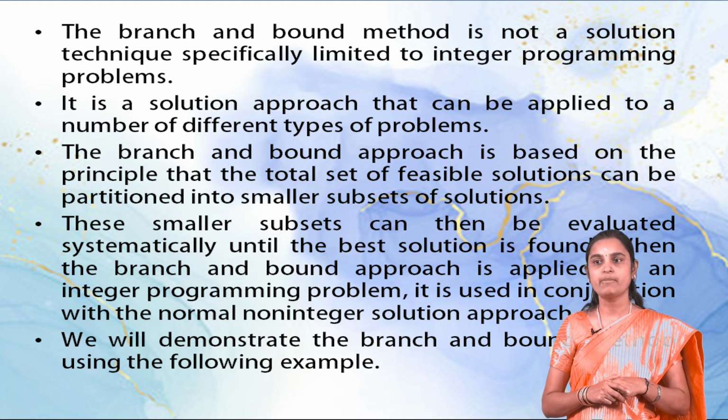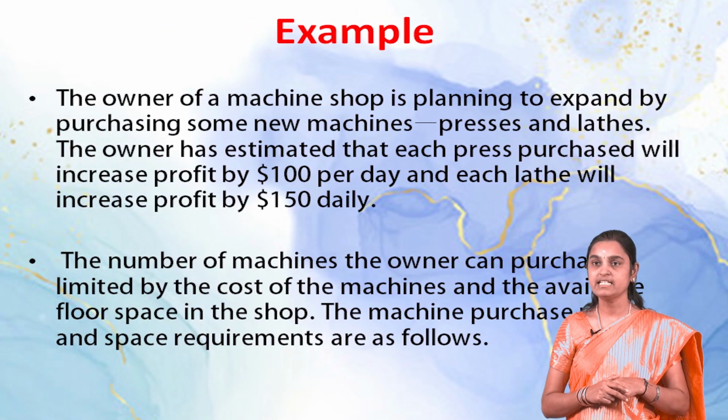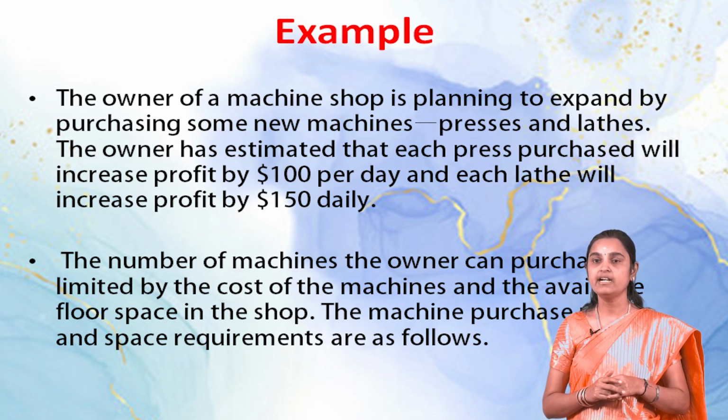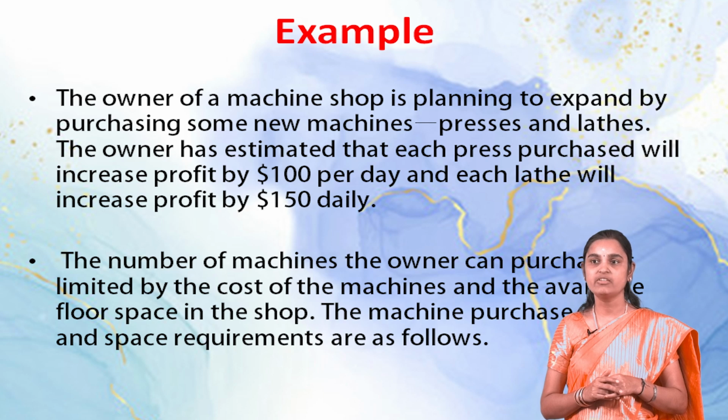We will demonstrate the branch and bound method using the following example. So now let's take a real-time example. The owner of a machine shop is planning to expand by purchasing some new machines, presses and lathes. The owner has estimated that each press purchased will increase profit by $100 per day and each lathe will increase profit by $150 daily.